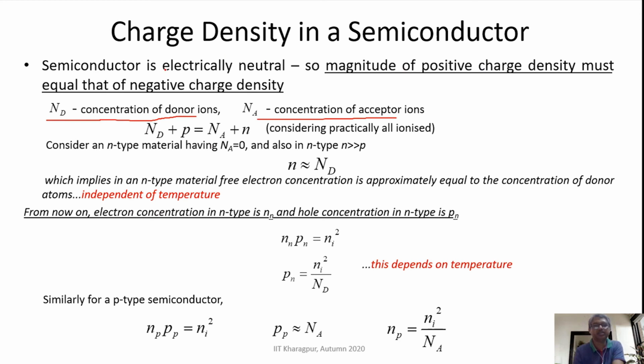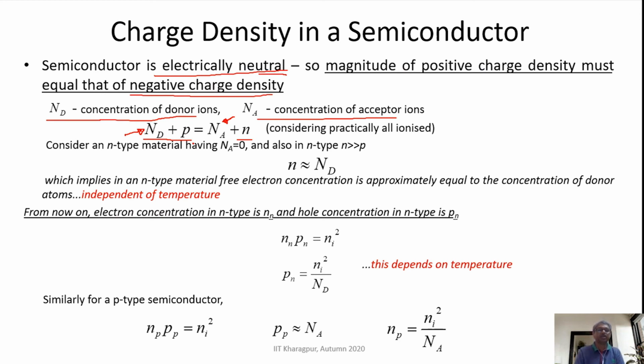But a semiconductor is electrically neutral, obviously. So the magnitude of positive charge density must be equal to the magnitude of negative charge density. So we can write Nd + p = Na + n. Nd is the concentration of positive immobile ions, p is the hole concentration, Na is the concentration of negative immobile ions, and n is the electron concentration. This follows from charge neutrality, because the semiconductor is an electrically neutral piece of material.